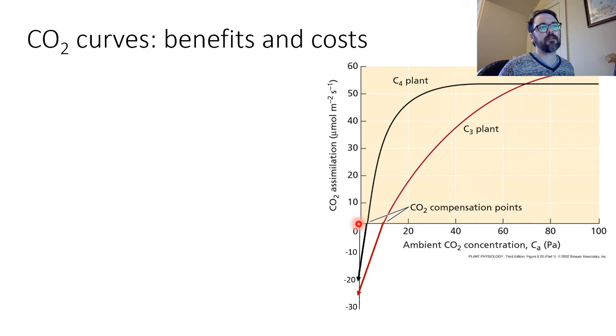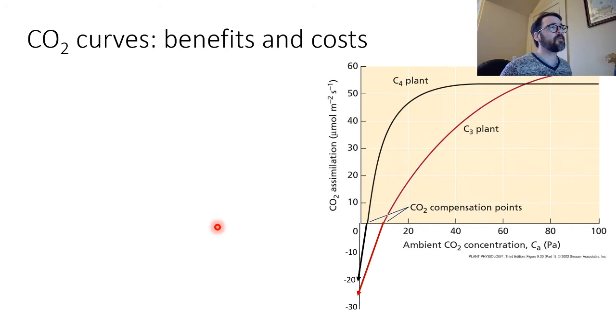So this is the CO2 concentration, right? So let's look at this one. It's around 10 pascals. This is the CO2 concentration that's required for a leaf to break even, right? Because plant leaves have both benefits and costs, right? And the compensation point is where the benefits and the costs are equal.